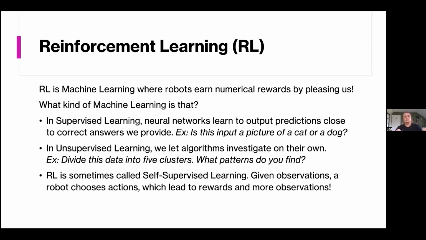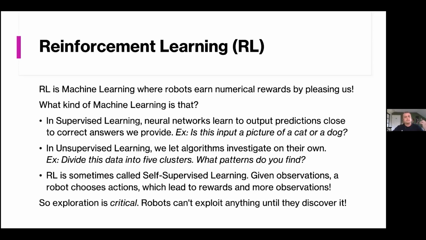When a robot gets observations, the robot chooses actions, and those actions lead to rewards and more observations. So the robots sort of get to choose what they're looking into, what they learn. Because of that, exploration is critical. Robots need to find information. They can't exploit anything until they discover it.